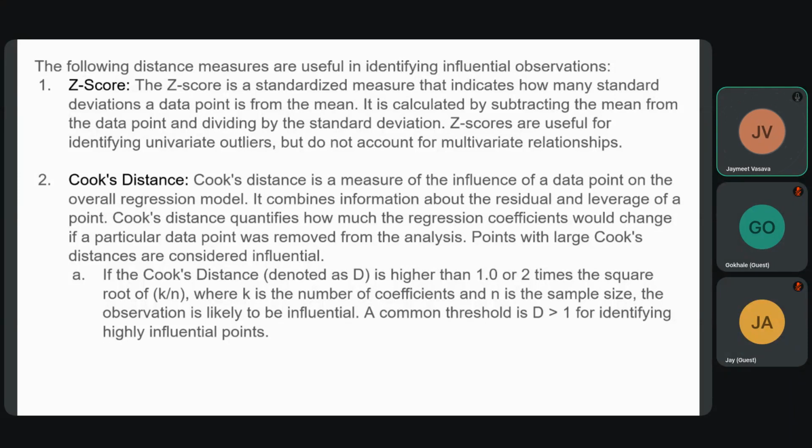So if the Cook's distance, denoted as D, is higher than 1 or 2 times the square root of k by n, where k is the number of coefficients and n is the sample size, the observation is likely to be influential. A common threshold is D being greater than 1 for identifying the highly influential points.